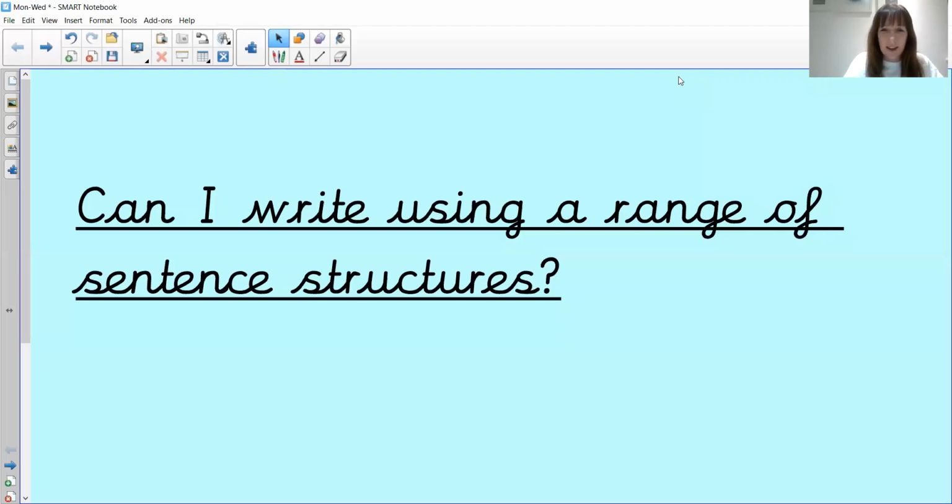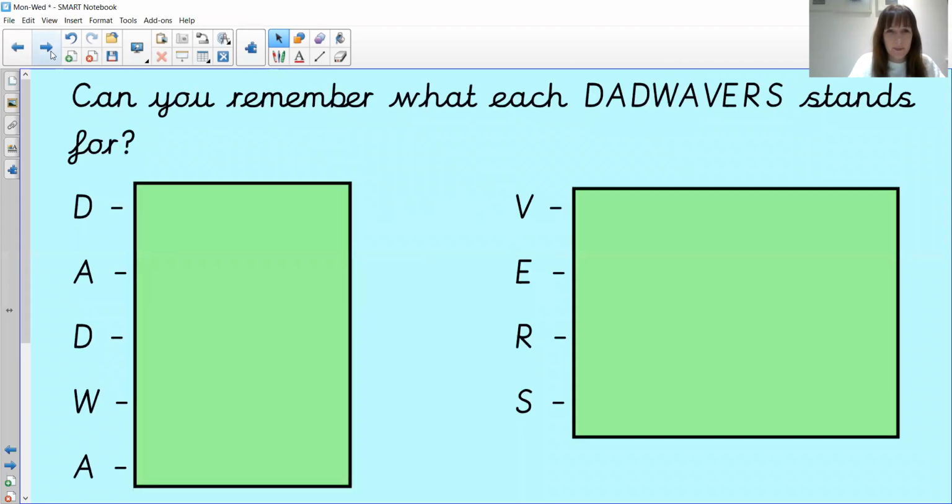Hello, Year 5. I'm going to take you through your English home learning for today. So we're going to be writing using a range of sentence structures. Okay, so we've had lots of practice of this last term. So we're going to be putting that into practice today.